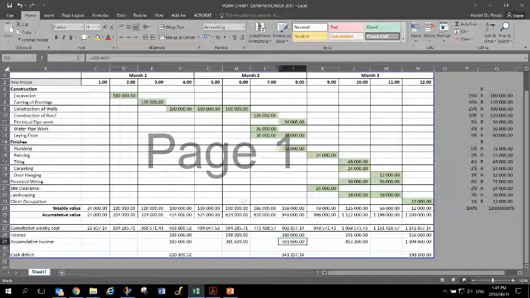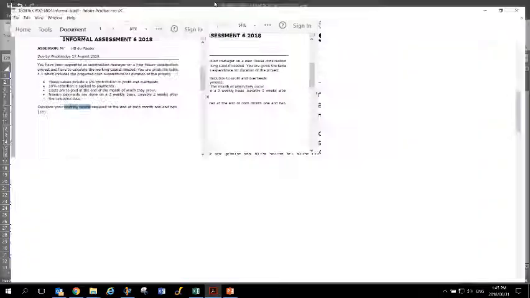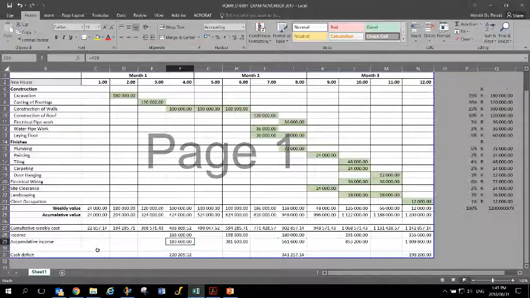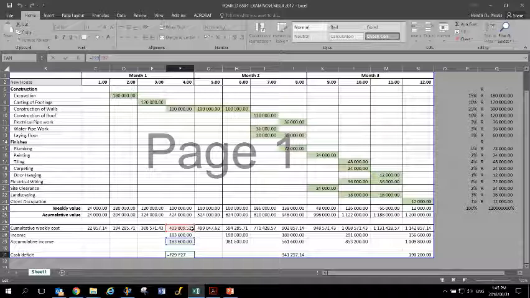Then getting to your working capital, that is your outflow minus your inflow. So this is your cumulative cost minus your cumulative income. Our cumulative costs at the end of month 1 were 403,000. This you have to pay to your salaries and your suppliers and so on, so this is your actual cost. Your cumulative income for that month is 183,600. So it's just 183,600 minus your cost, and that's your cash deficit after month 1.